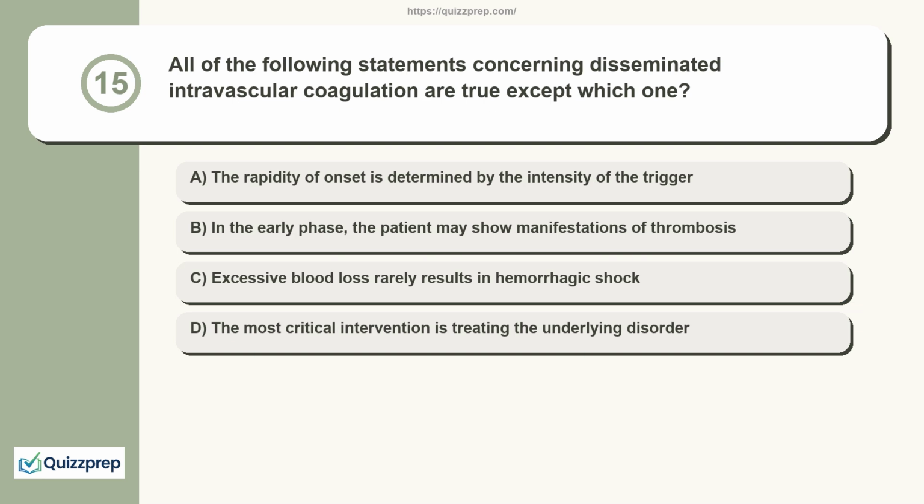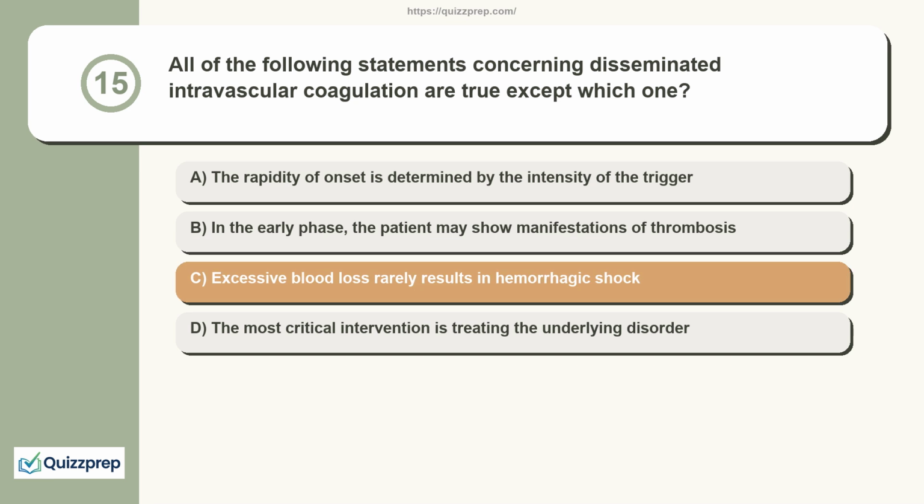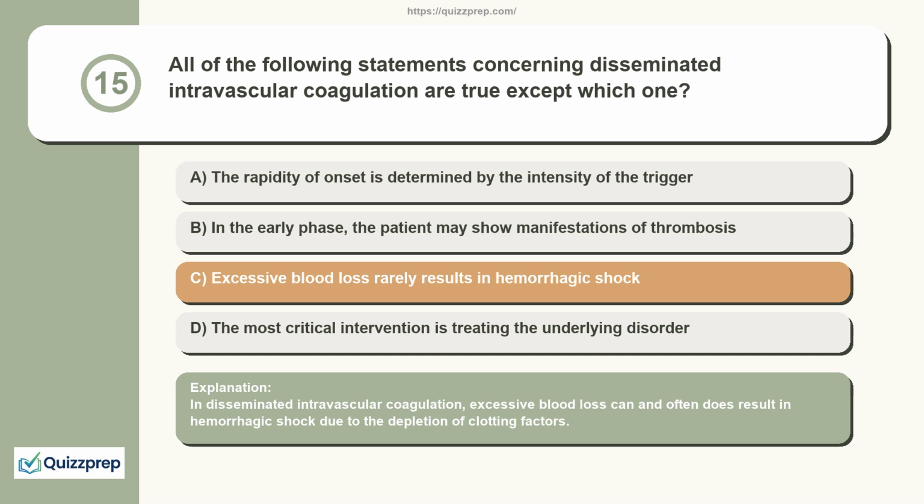Question 15. All of the following statements concerning disseminated intravascular coagulation are true except which one? The rapidity of onset is determined by the intensity of the trigger. In the early phase, the patient may show manifestations of thrombosis. Excessive blood loss rarely results in hemorrhagic shock. The most critical intervention is treating the underlying disorder. In disseminated intravascular coagulation, excessive blood loss can and often does result in hemorrhagic shock due to the depletion of clotting factors.